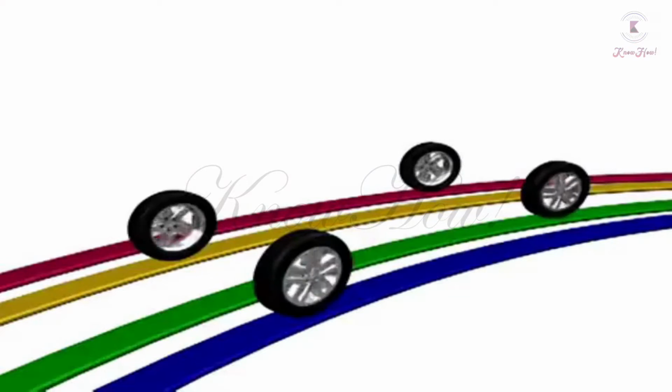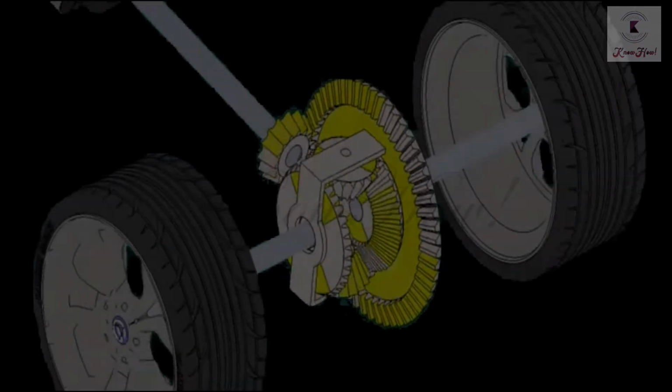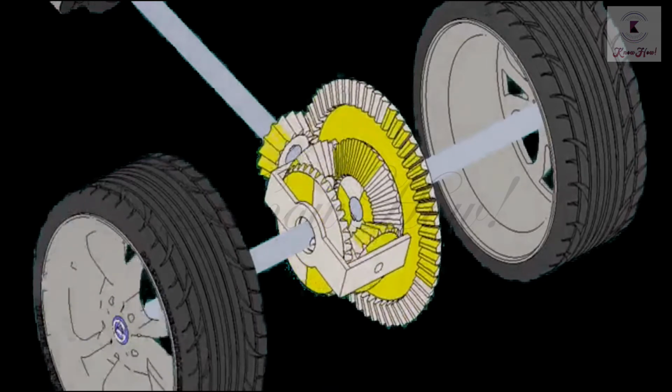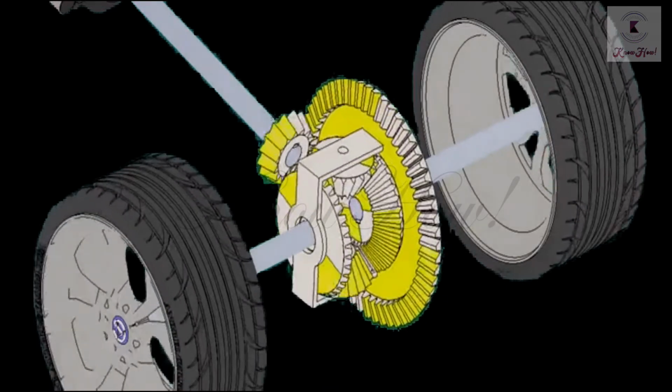While the car is on a straight road, the resistance on both wheels is equal, and the ring gear, differential case, differential pinion gears, and two differential side gears will rotate as one unit.